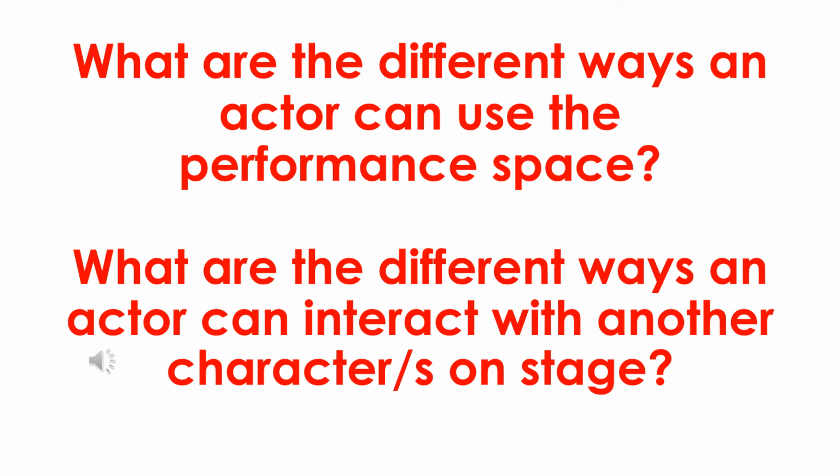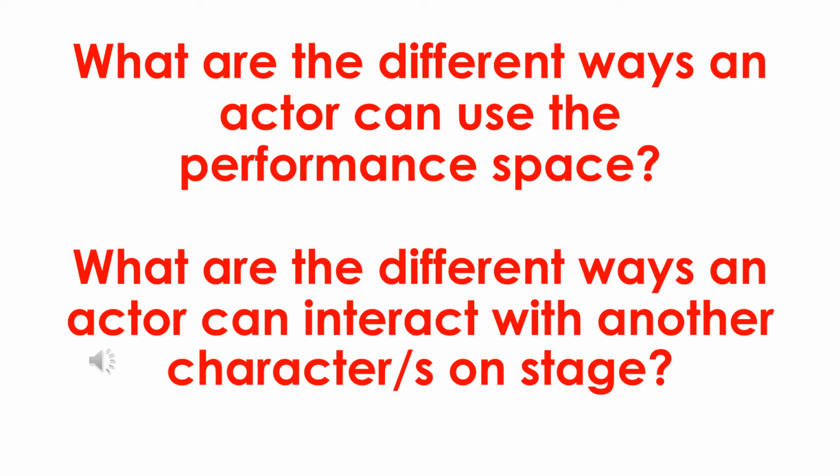There are normally 2 different ways you may be asked to write a 12 marker question. One way could be talking about how an actor can use the performance space, and another way could be how the actor can interact with another character or characters on stage. So before we start looking at some questions, what would be very beneficial for you is to write down different ways that an actor can use the performance space and how an actor can interact with other characters on stage.